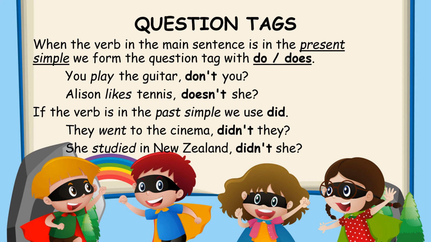If the verb is in the past tense, we use did. Now if the verb is in the past tense, then you don't have to look at the subject. If it is past tense, then you will use the word did. They went to the cinema, didn't they? Now went is past tense and the sentence is positive. So the tag will be negative. She studied in New Zealand, didn't she? Studied is past tense. Sentence is positive. So the tag will be negative.